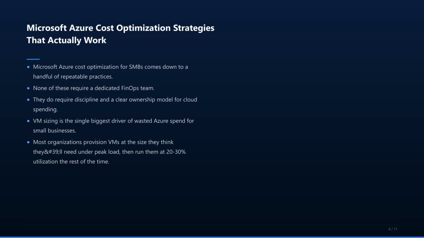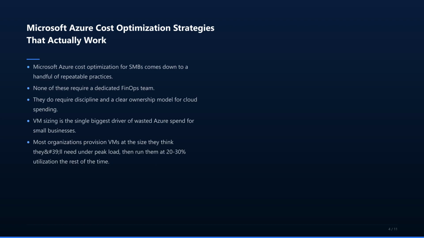Right-size your virtual machines. VM sizing is the single biggest driver of wasted Azure spend for small businesses. Most organizations provision VMs at the size they think they'll need under peak load, then run them at 20 to 30% utilization the rest of the time. Azure Advisor identifies underutilized VMs and recommends downsizing automatically. Check your VM utilization metrics over a 30-day window. If average CPU usage sits below 20% and memory below 40%, you're almost certainly over-provisioned.